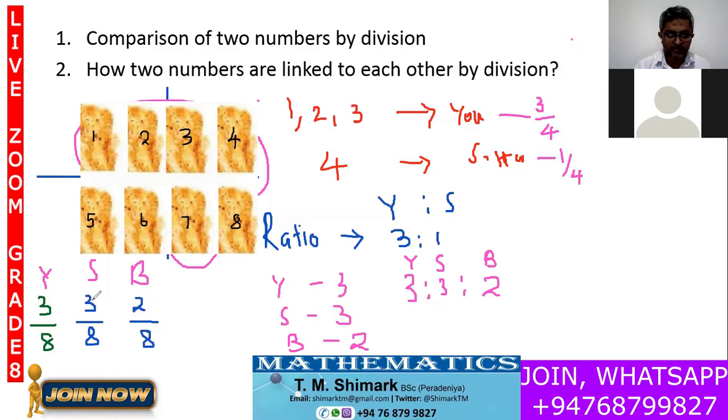Can you see 3 plus 3 plus 2? How much does it become? 6 plus 2, the total is going to be 8, correct? If you add the portions, it's going to be 8. That's the portion we divided by, correct? So that's a connection between the ratio and this part.